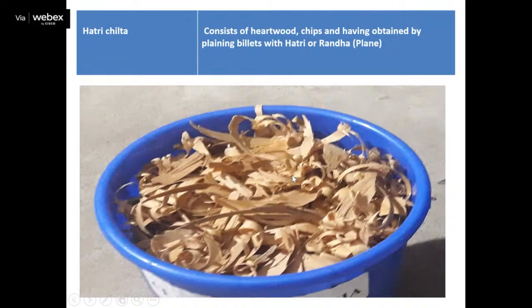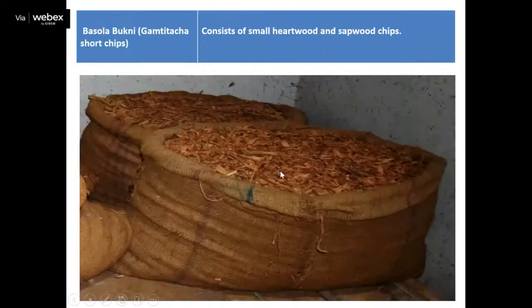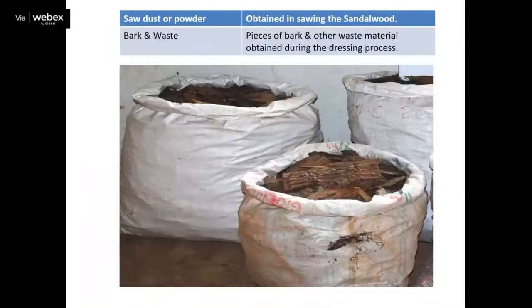And this is the Hatri Chilta, consisting of hardwood chips, and having obtained lining billets with Hatri or Randa. And this is the Milwa Chilta, consisting of pieces and chips having fair proportions of hardwood and sapwood. And this is the Basola Bukni, consisting of small hardwood and sapwood chips. And this is actually waste: sawdust powder and bark and waste.